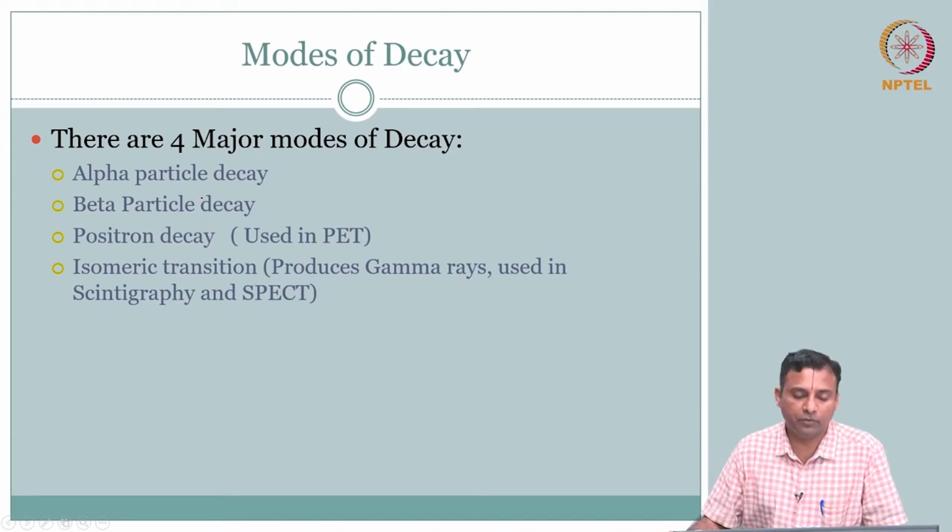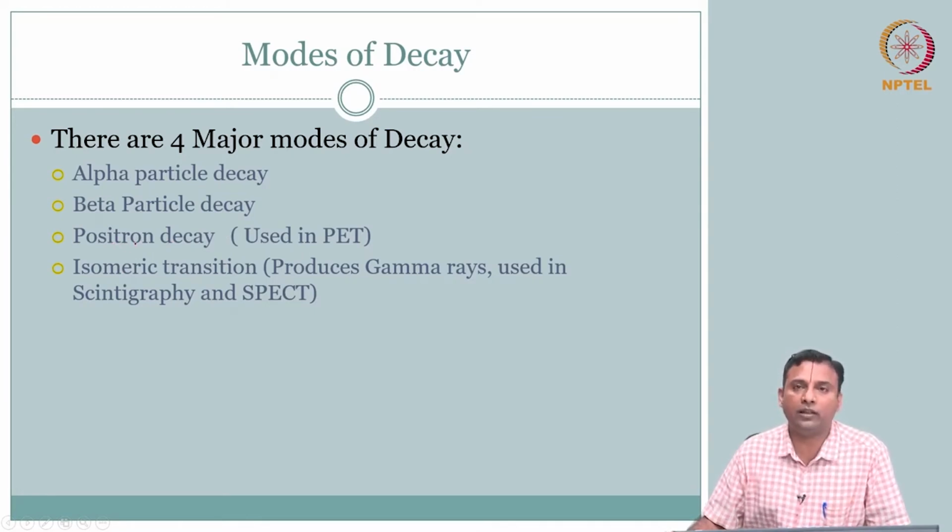We will go into each of them one by one, but essentially what you see here are 4 different ways, of which you could see both particulate and electromagnetic interaction, similar to how we saw in our X-ray. Similarly here you have alpha particle, beta particle, and then positron decay, and finally isomeric transition. The positron is also a particle, but you will quickly see that we still are going after it.